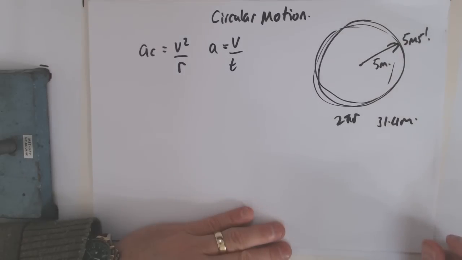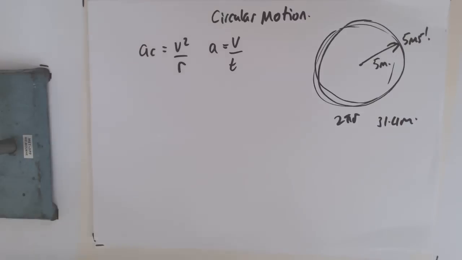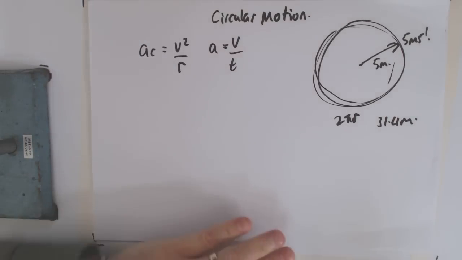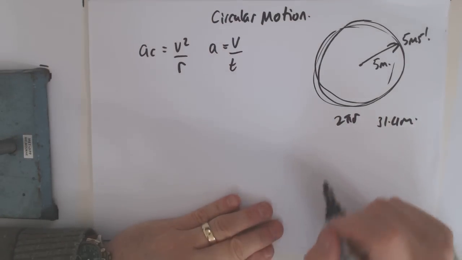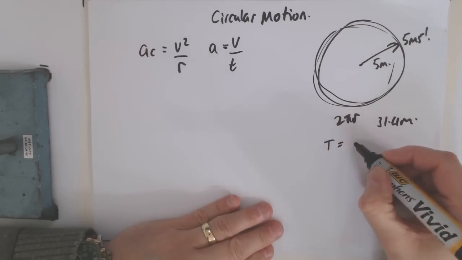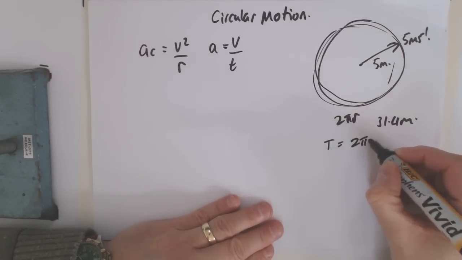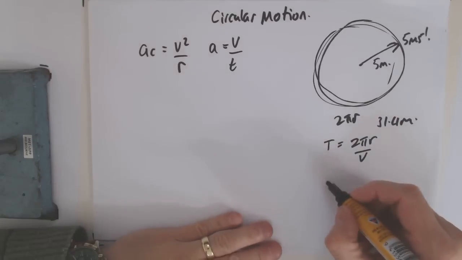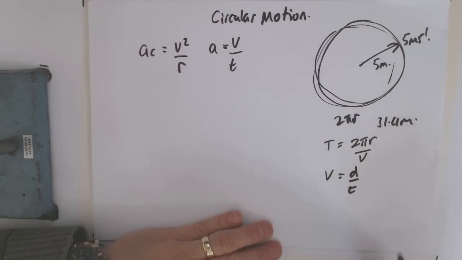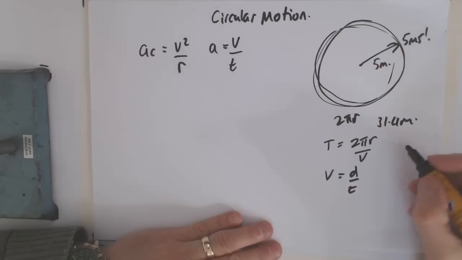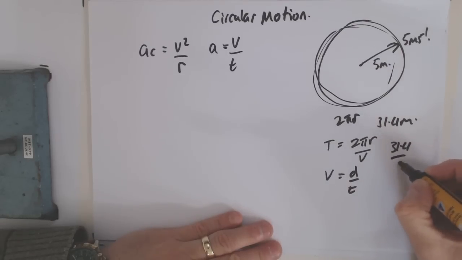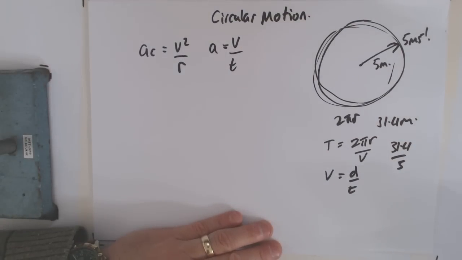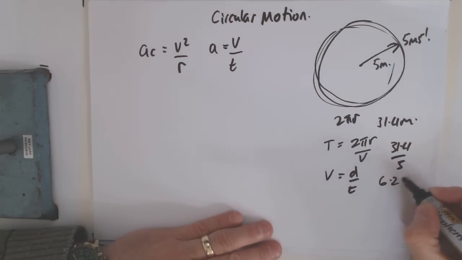Now we're going at 5 meters per second, right? So how long will it take to get around that circle? So time to get around the circle is equal to distance, 2 pi r, divided by velocity, right? So that just comes from this formula: velocity equals distance over time. So time equals distance over velocity. So we just go 31.4 divided by 5. And we end up with a time of 6.28 seconds.